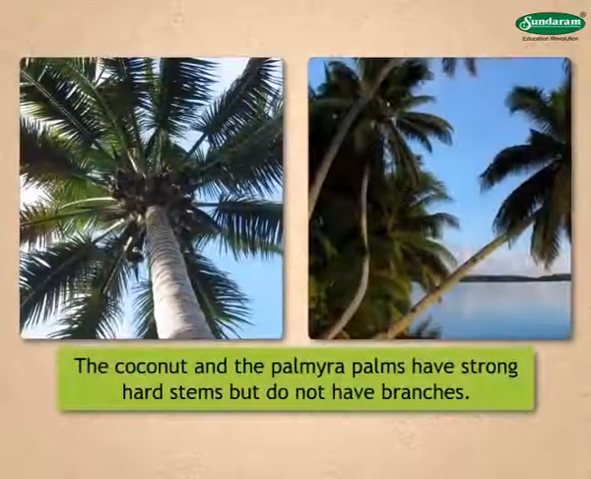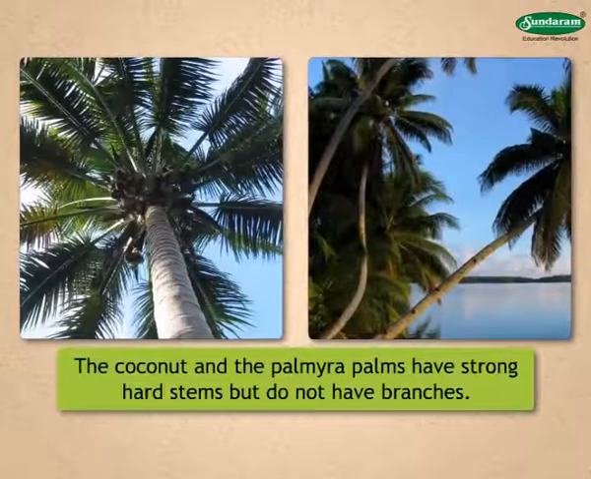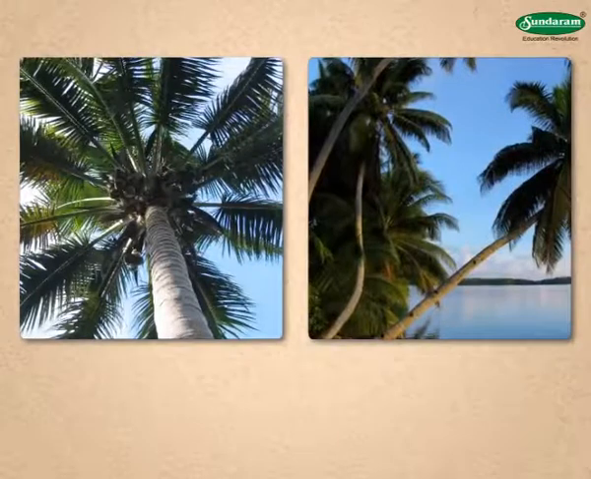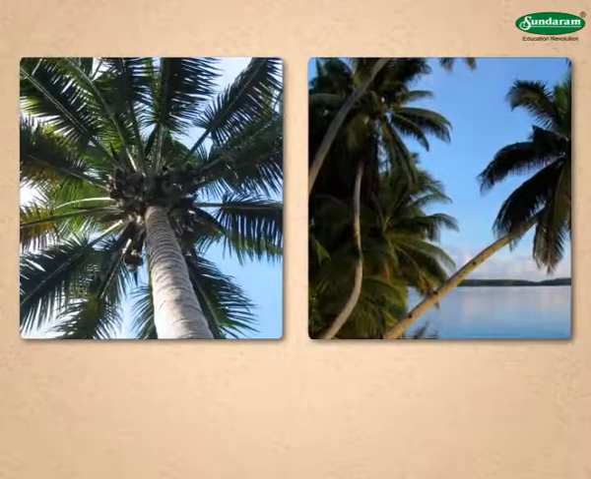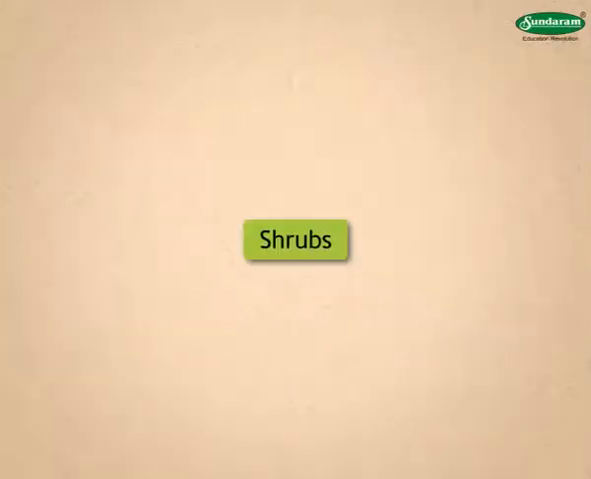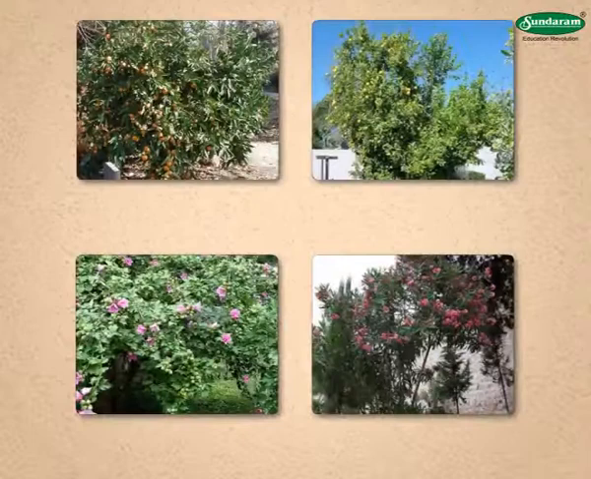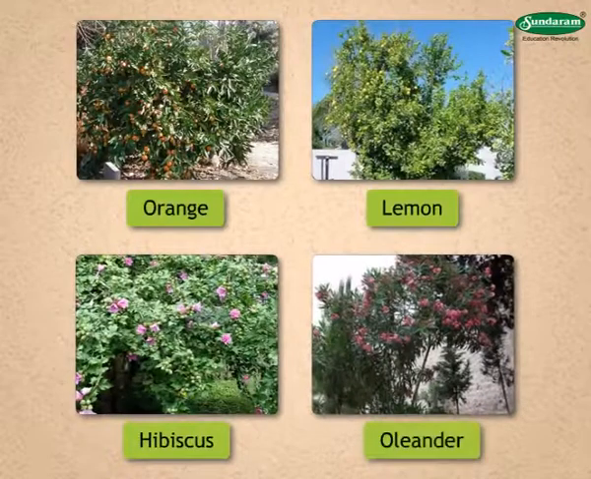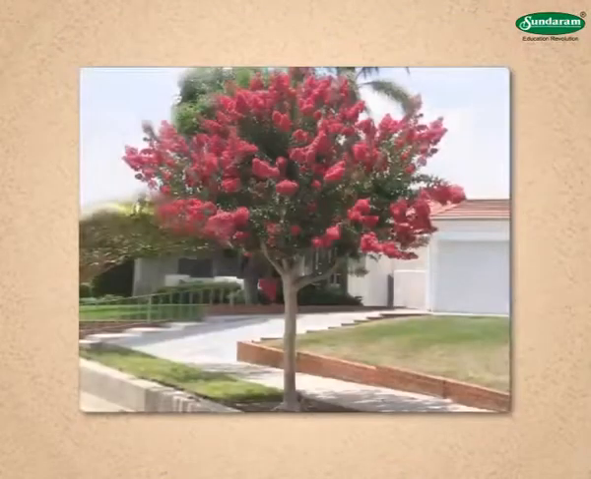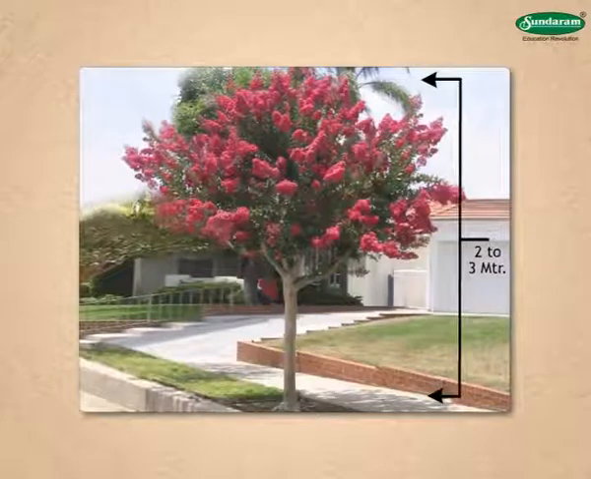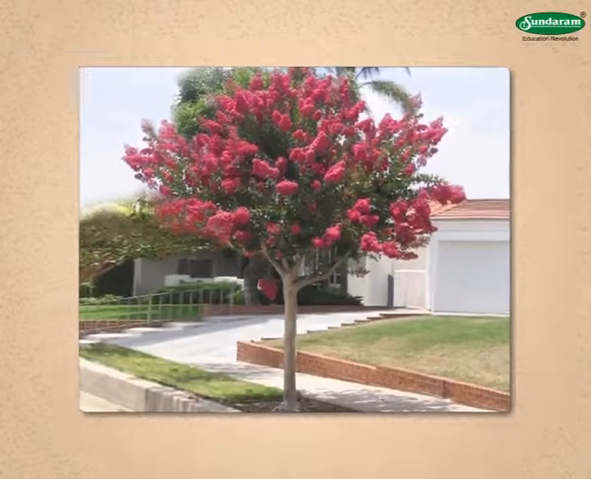The coconut and the palmyra palms also have strong, hard stems but do not have branches. Leaves grow only at the top of the stem. Plants with such stems grow very tall. Shrubs. Observe the height of plants like the orange, lemon, hibiscus or oleander. How tall are they? Ordinarily, these are plants of medium height and are up to 2 to 3 meters tall. Such plants are called shrubs.